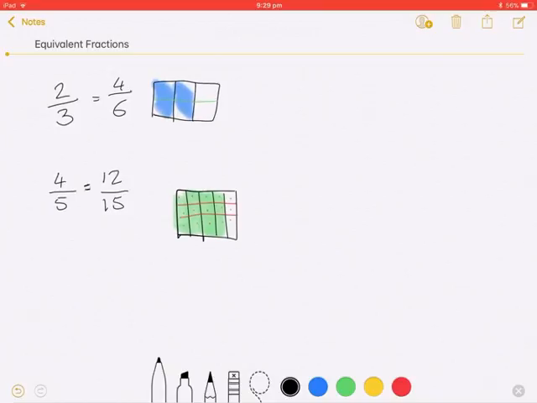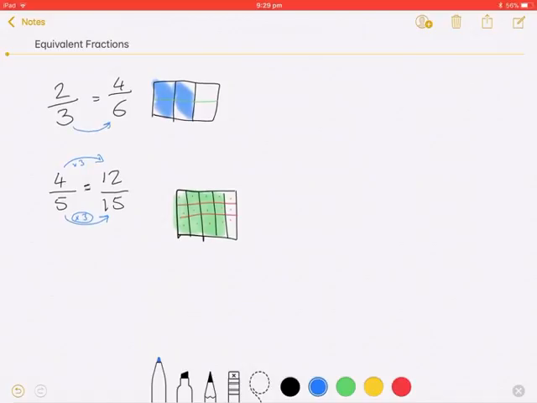Now I know we've done this in class, but let's just have a look anyway. This is my denominator. What did I multiply my denominator by to get to 15? Well, 5 times 3 is 15. Whatever I do to the denominator, I must do to the numerator. So if I times by 3 down here, I've got to times by 3 up here. 4 times 3 is 12.